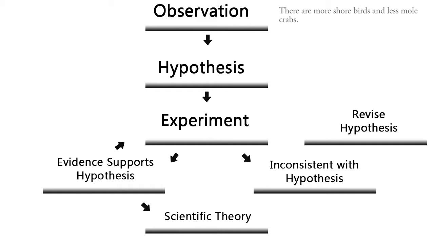Your observation would be that there are more shorebirds and less mole crabs on the beach, and your hypothesis would be the shorebirds are eating all the mole crabs. Once you have these two steps, you will go to the experiment.